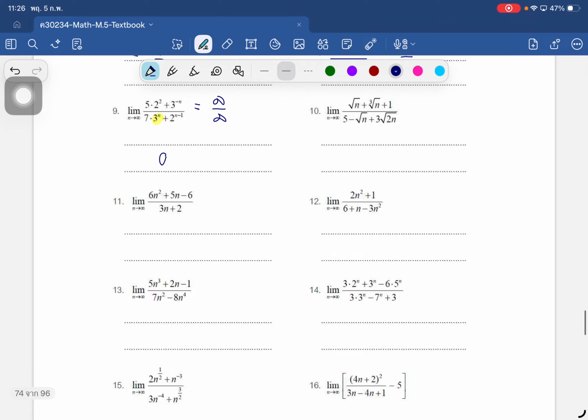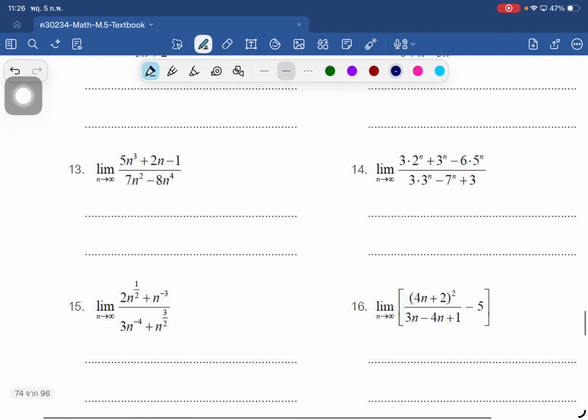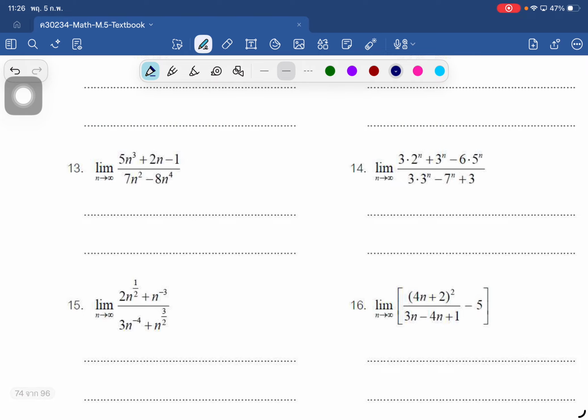Okay, like this. I need to multiply the conjugate here. I get √(3n+2) plus √(3n+1). Right? Now the first term is conjugated, and you do the same thing with the bottom part's conjugate. You multiply by √(n+2) plus √(n+1).